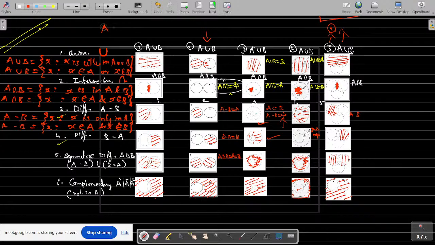What is A minus B? It should be in A. It should not be in B. That's what A minus B is. So X belongs to A and X does not belong to B.